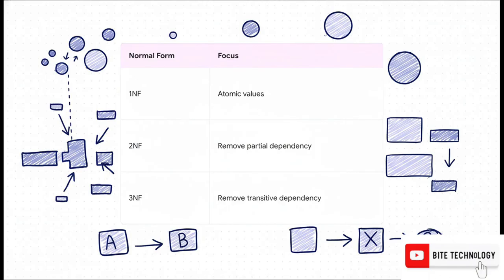So let's do a super quick recap of our decluttering journey. First normal form, 1NF, makes our values atomic. Second normal form, 2NF, gets rid of data that only depends on part of the key. And third normal form, 3NF, removes those indirect domino effect dependencies. Honestly, most real-world databases are aiming for at least this level of organization.